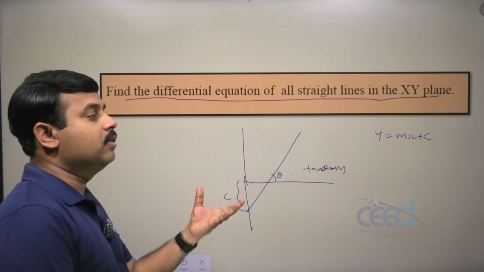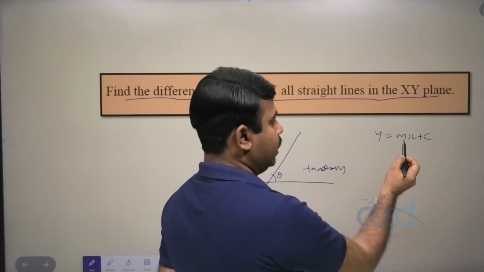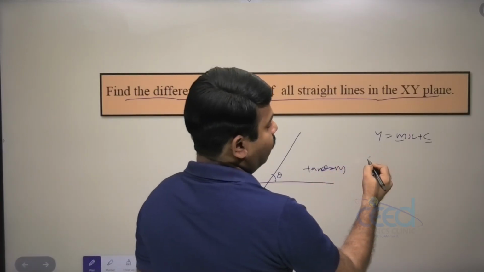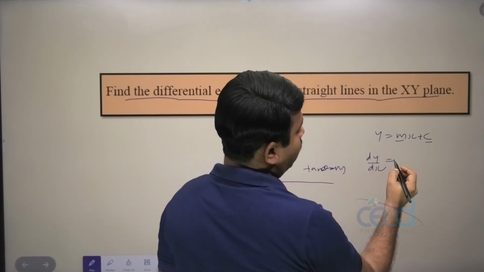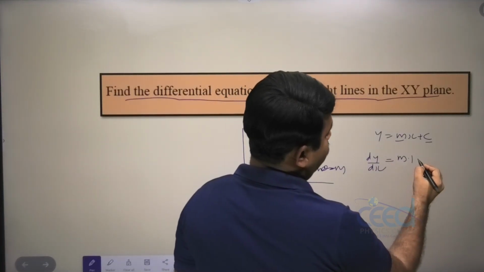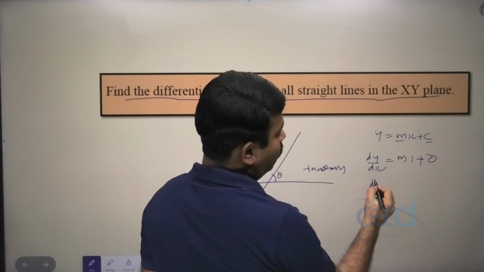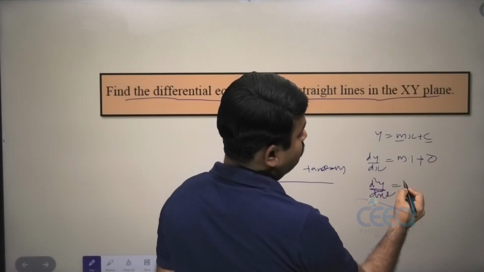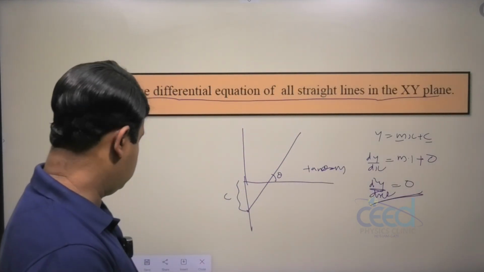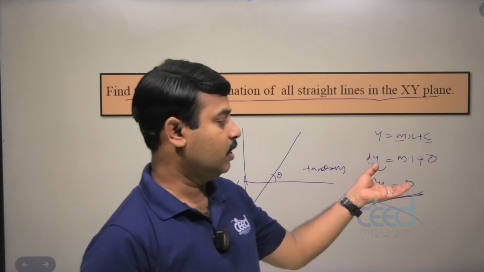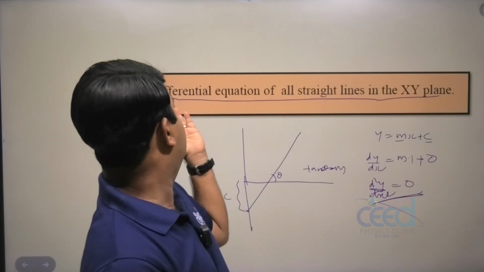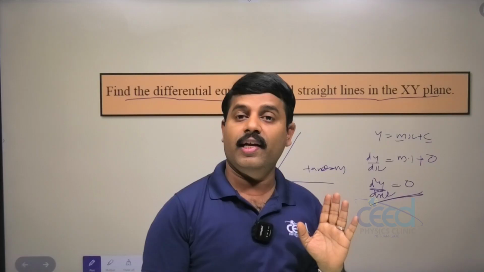Now what is the condition? Here we have two constants, m and c, so we have to differentiate 2 times. Then dy by dx is equal to m into 1 plus 0. Then d square y by dx square is equal to 0. So this is the differential equation. Am I right? So d square y by dx square is equal to 0 is the differential equation corresponding to a straight line in the xy plane.